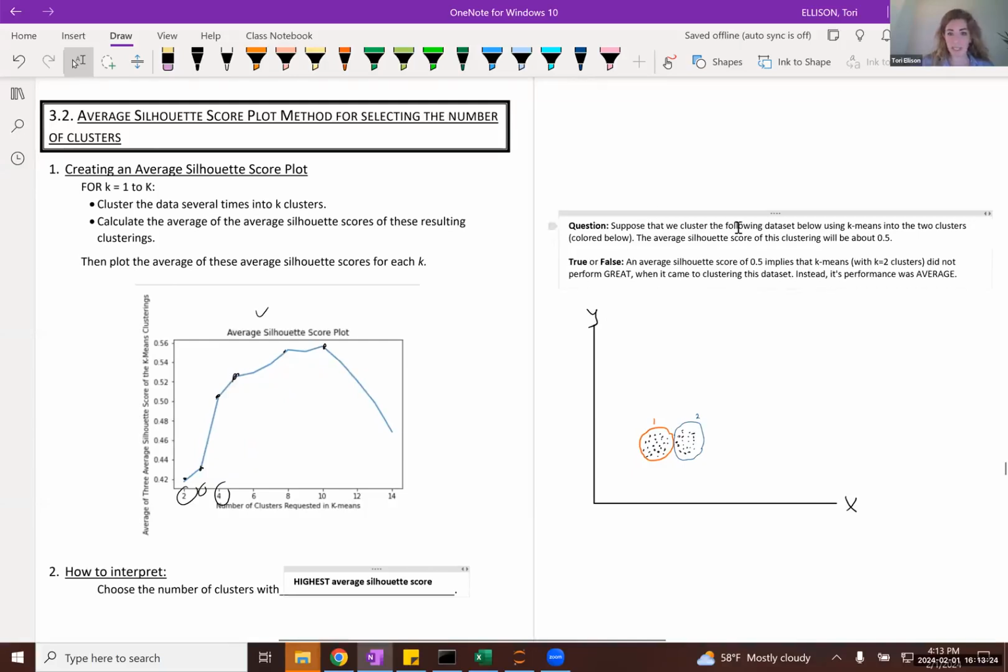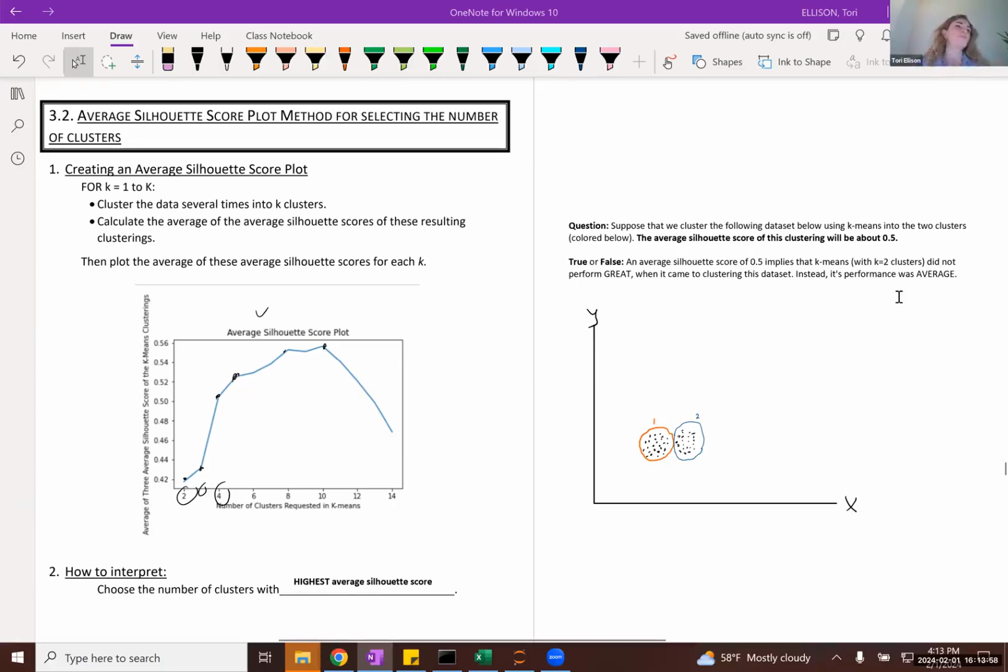So let's just say, for instance, we cluster this data set here into the 2 corresponding clusters. You can approximate this yourself, but roughly, generally speaking, the average silhouette score of this clustering is going to be about 0.5. So let's think about how we might actually go about interpreting that average silhouette score of the given clustering.